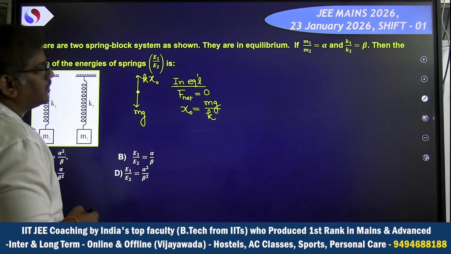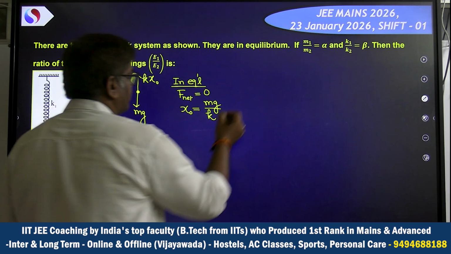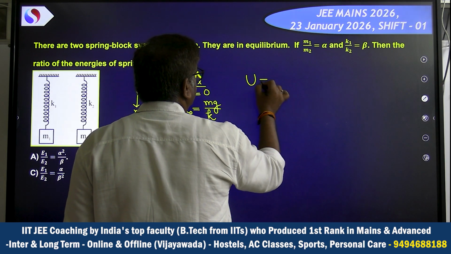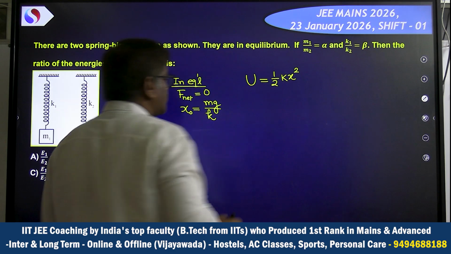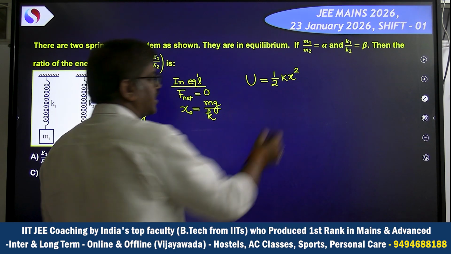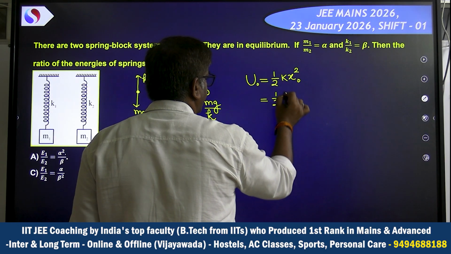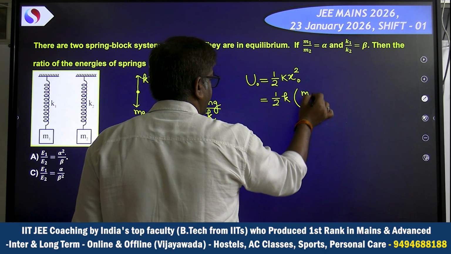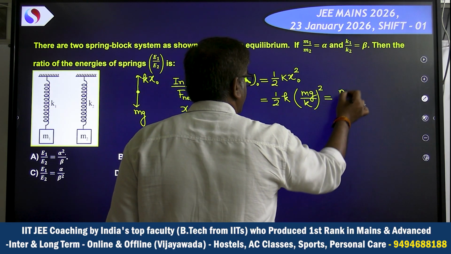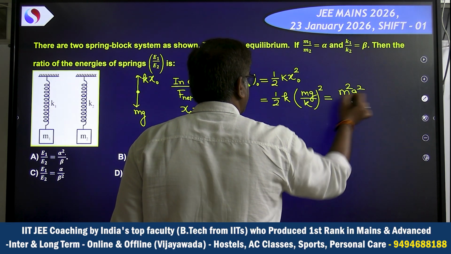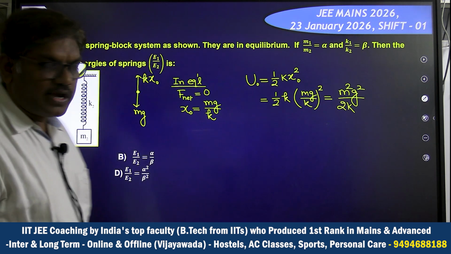And they are talking about the energy stored in the spring. The energy stored in the spring is half kx square, depending on the elongation. At equilibrium, you already got the elongation. That means it also gives you the energy as half into k into (mg by k) whole square, which is m square g square divided by 2k.